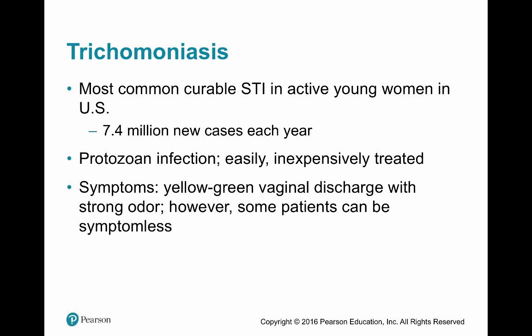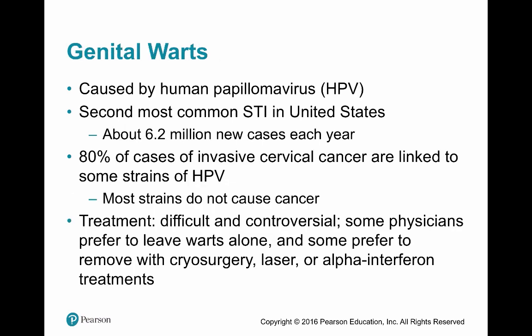Trichomoniasis is the most common curable STI in active young women in the U.S. About 7.4 million new cases are diagnosed each year. It's a protozoan infection, so it's really easy and inexpensive to treat. Symptoms are yellow-green vaginal discharge with a really strong odor. However, some patients can be symptomless.